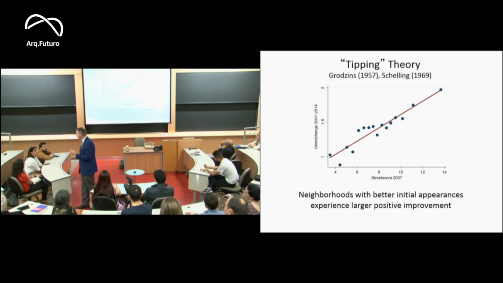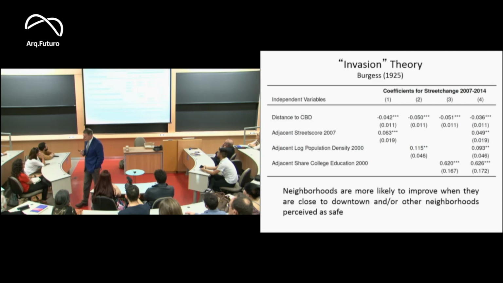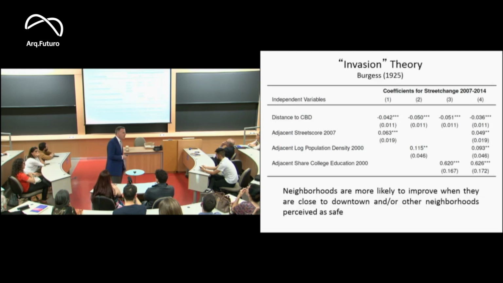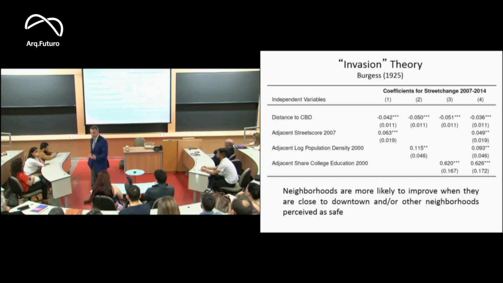We also found support for one of the oldest hypotheses of urban change, which goes back to the Chicago School of Sociology 100 years ago, where Burgess hypothesized that there was something called invasion: places that were near unattractive, industrial, low-income areas would get worse. Places that were near downtown or near attractive places would get better. And this is exactly what you see. Distance to the CBD means being far away from the downtown area. The negative coefficient means those areas that were close to the CBD had the biggest improvements in street score. Those places that were farthest away had the least.